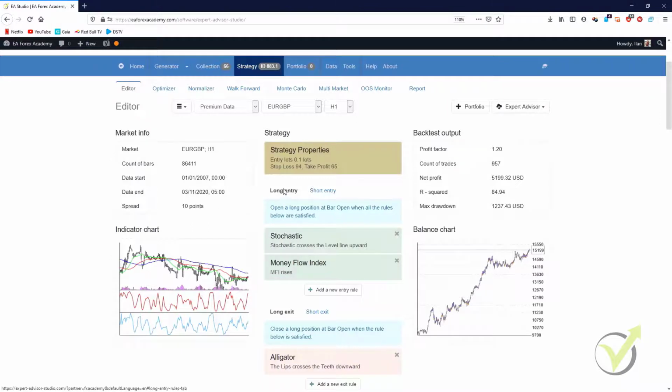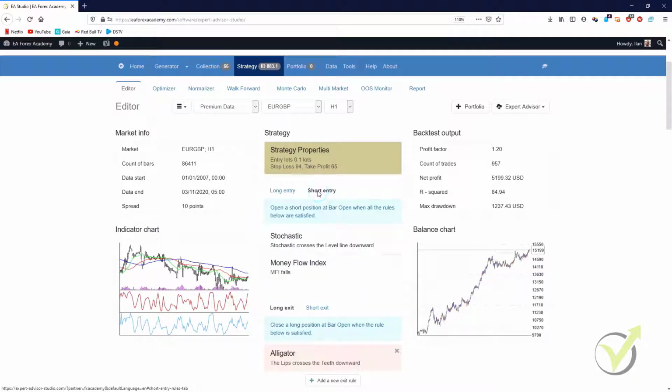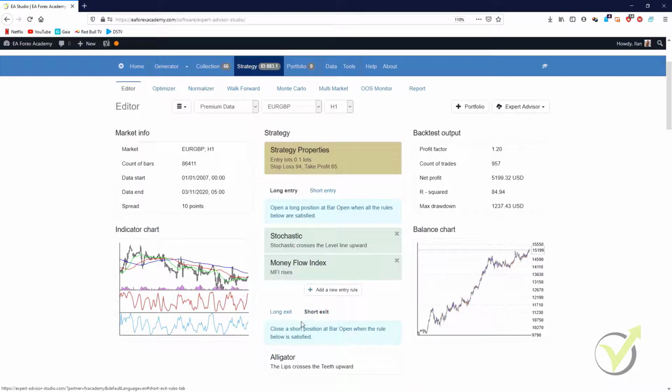It's also important to understand that when we are generating a strategy in Expert Advisor Studio, the short entry will always mirror the long entry, and we can't change that. It will automatically set up the short entries according to our long entries and the short exits according to our long exits. So let's just look at it very quickly. Let's say on the long exit, you can see that we have an alligator where the lip crosses the teeth downward. So on the short exit, we'll have the alligator where the lips cross the teeth upward.